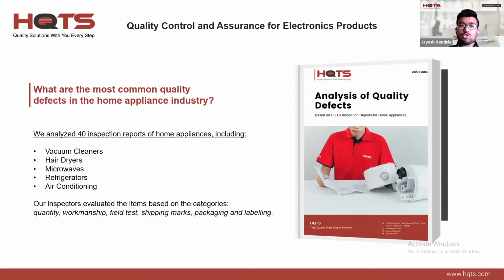To find out what the defects are, as I said, we analyzed 40 inspection reports in home appliances. The reports covered products like vacuum cleaners, hair dryers, microwaves, refrigerators, and air conditioners. Based on the categories, we have listed what the defects are and how to minimize them, to ensure a quality product reaches the customer or manufacturer from the supplier end. These are quantity, workmanship, field test, shipping mark, and packaging and labeling. These are the major parameters we analyzed and categorized based on those 40 reports.